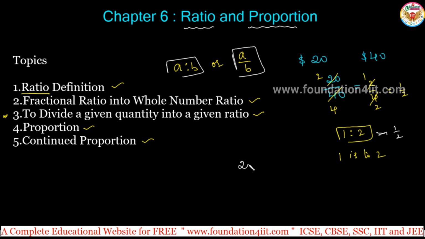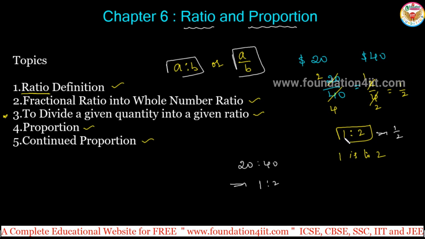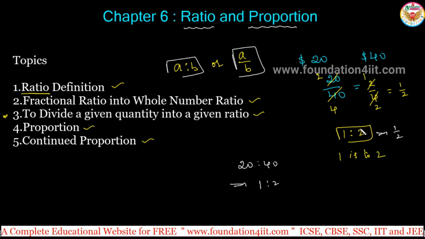Again, the ratio must be in simplest form. We should not write 20 is to 40. Compulsorily we should make this into simplest form. It's 1 is to 2 we got. And if there is no common factor, the highest common factor is 1 itself. And always the ratio must be in simplest form. This is the main thing.